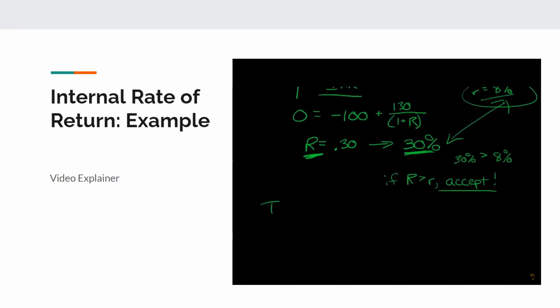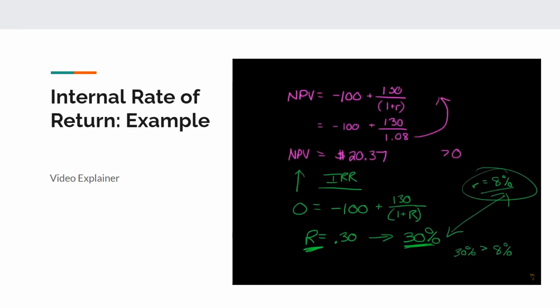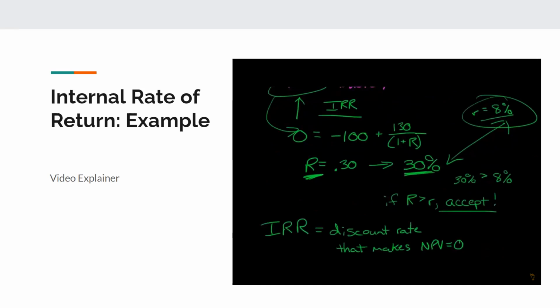we can think of IRR as the discount rate that makes the NPV equal to 0, to get us to that break-even point. Instead of calculating the NPV directly, which we did under the NPV decision rule, we're just going to set NPV equal to 0 and then solve for the R, the big R.